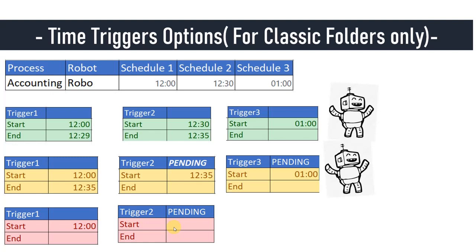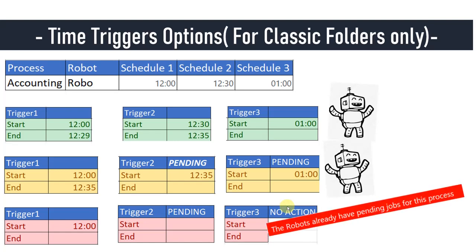Now consider that the time is 12:45, and trigger 2 is still pending. Now the clock hits 1 p.m. What exactly happens now? Trigger 1 is executing, trigger 2 is in a pending state, and we have one more trigger coming to the same robot. What will happen now? There will be no action for the third trigger, and we will get an error from Orchestrator saying that the robot already has a pending job on this process.